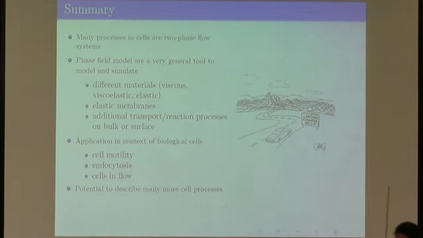Okay, so to sum up, many processes in cells can have some aspects of two-phase models, and the phase field model is a very general tool to model such two-phase or multiple phase systems. You can account for viscous phases, viscoelastic and elastic membranes, and especially couple this to reaction diffusion kinetics on the membrane and in the bulk. And I've presented some applications here, and I hope I could convince you that it has potential to describe many more processes. Thank you.